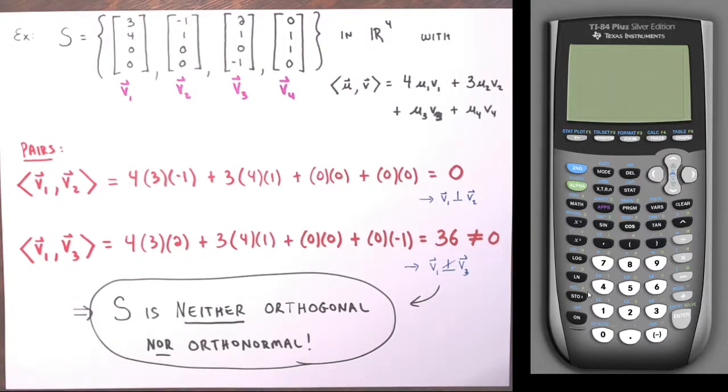And that's it: as soon as you find a single pair of vectors that aren't the same vector where the inner product is not 0, you find a pair of vectors that's not orthogonal, then the whole set is not considered orthogonal, and therefore not orthonormal, as I've said. All right, so again, hopefully a pretty easy example.